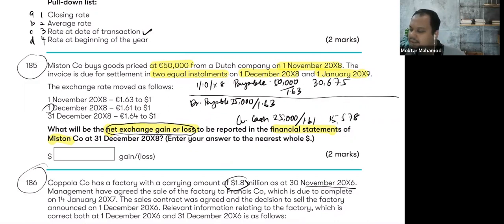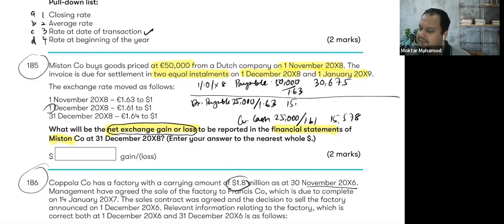Okay, this one, 25,000, is $15,337. So debit exchange loss. If I am wrong, just tell me in the group; you can interrupt in the chat room or unmute. 15,578 minus 15,337 is 241. So there is an exchange loss at first of 241.